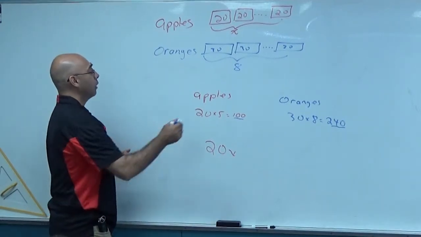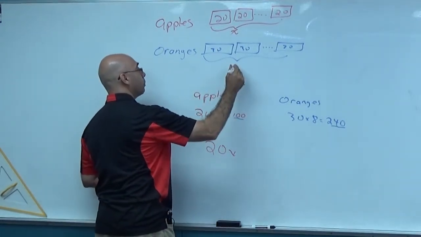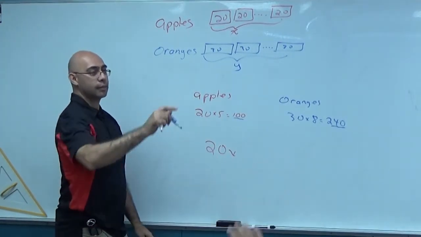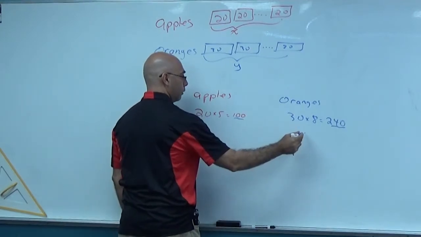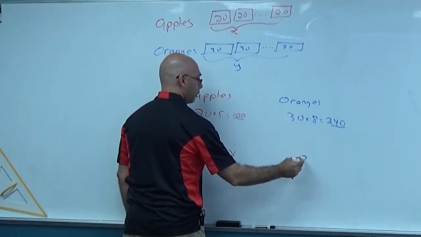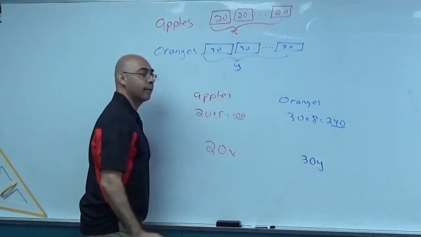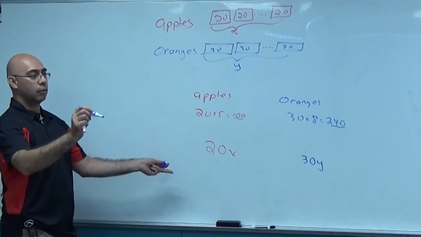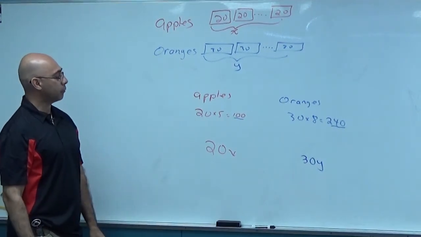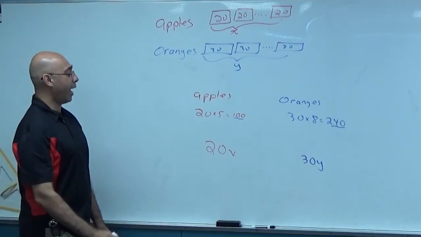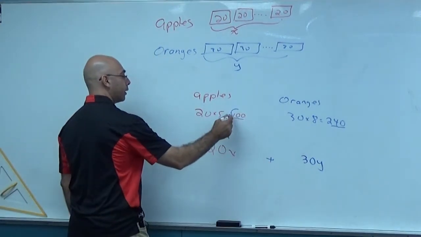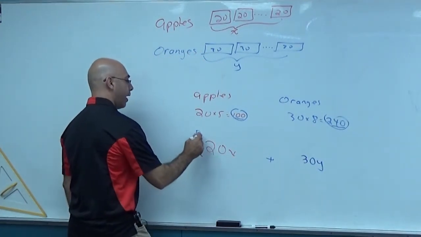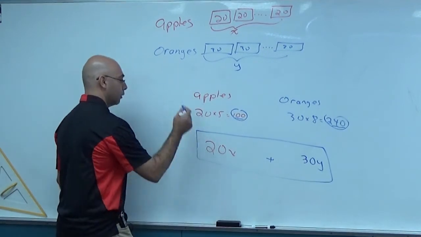For these oranges, let's say again, we don't know how many boxes we have. We'll call that y. How would I rewrite that? 30 multiplied by y. And what should I do with my two answers? You add them together. Just like you added here, 100 plus 240 gives you 340. We just add, and we have ourselves an algebraic expression.